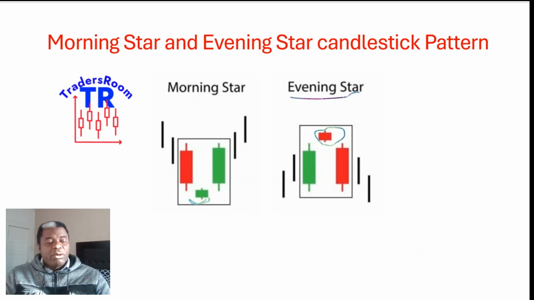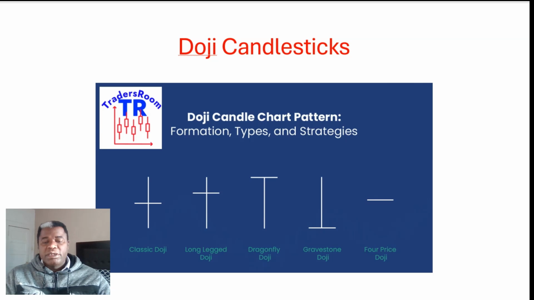So I would like us to go to the last candlestick that we'll be talking about today to round up this video, in order for this video not to be too long, which is the doji candlestick chart pattern. So we talked about the formation, the types, and the strategies about these. This is the doji candlestick. You find out it's just in the form of a cross, the classic doji.